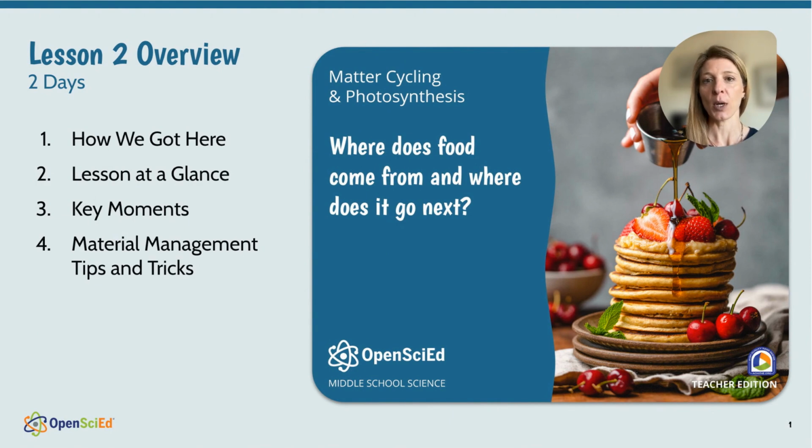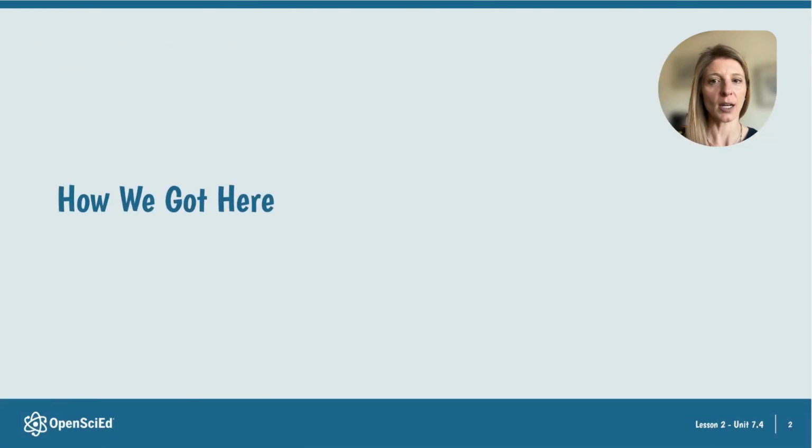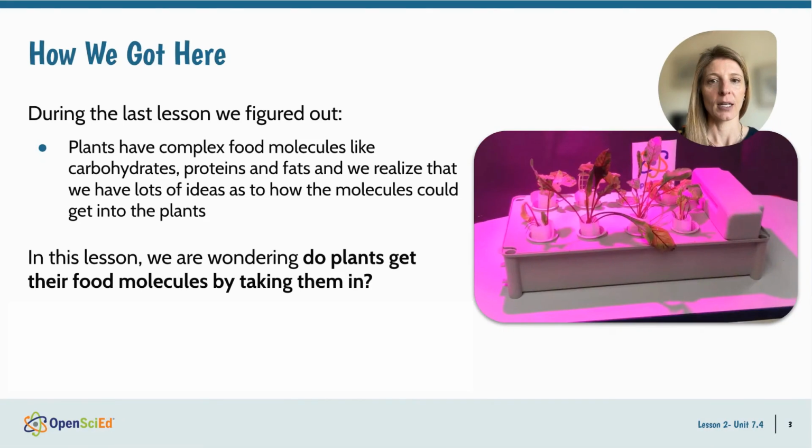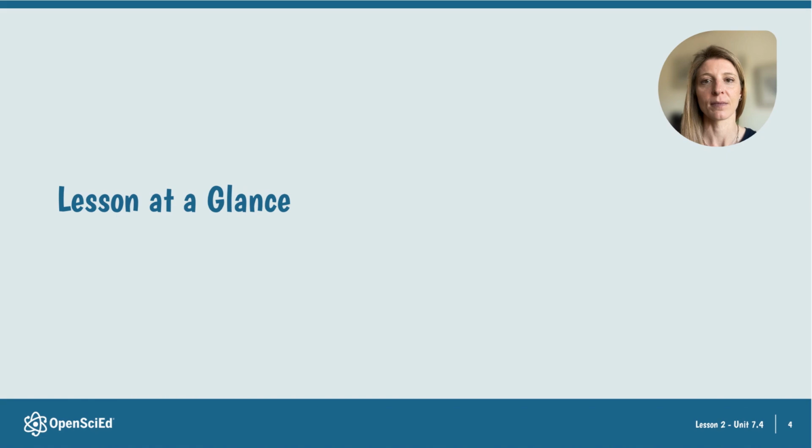This lesson is a bridge in the unit where we move from knowing plants contain food to questioning where that matter actually comes from. Let's take a look at how we got here. During the last lesson, we confirmed that plants have large food molecules like carbohydrates, proteins, and fats inside them. But we have many different ideas about how they got there or where they came from. In this lesson, we are wondering, do plants get their food molecules by taking them in?